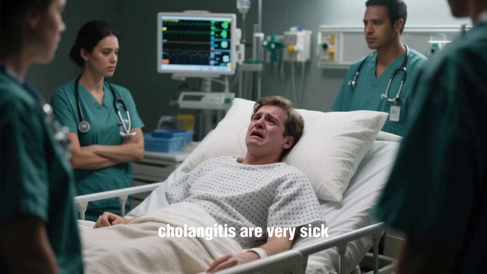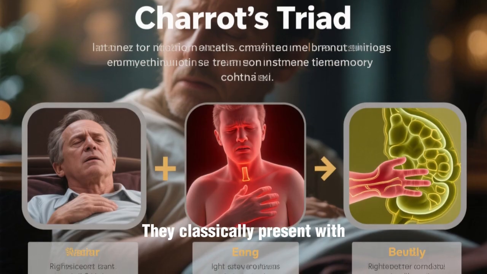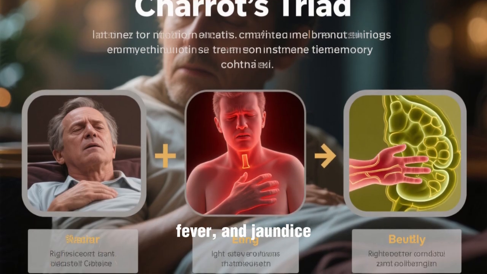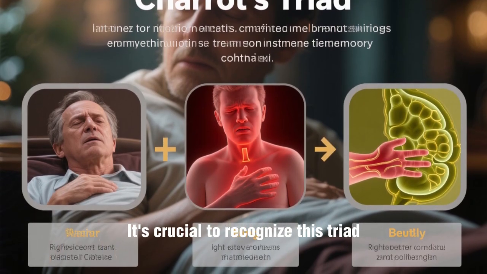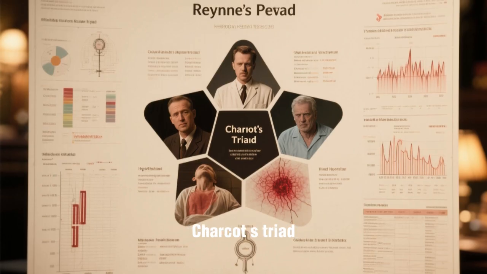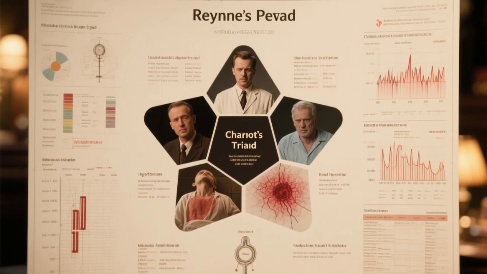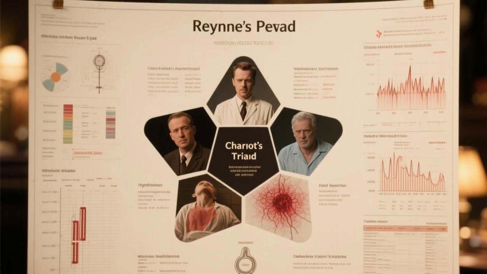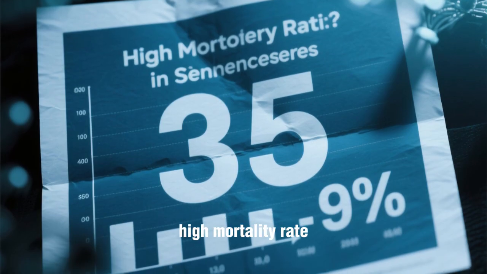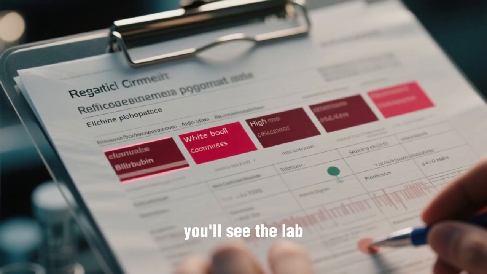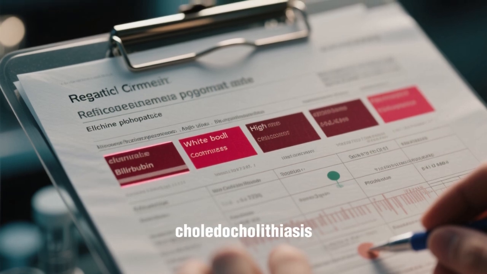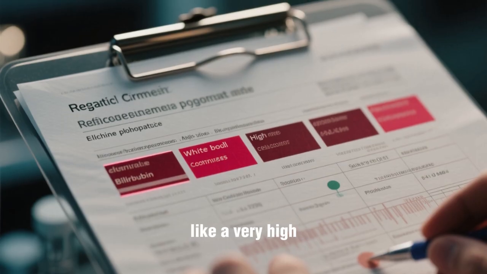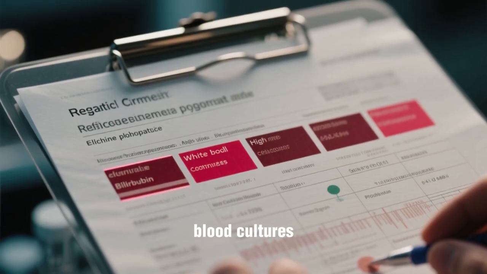Patients with acute cholangitis are very sick. They classically present with Charcot's triad: right upper quadrant pain, fever, and jaundice. It's crucial to recognize this triad. You'll see the lab findings of Choledocholithiasis, high bilirubin and ALK Phos, plus signs of severe infection, like a very high white blood cell count and positive blood cultures.